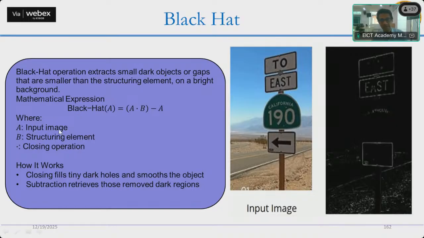This is basically the black hat. What do you mean by the black hat? Black hat is the name for extracting the small dark objects or gaps that are smaller than the structuring element on a bright background. So that is why this input image is shown here. The bright background is there and it extracts the small dark objects.